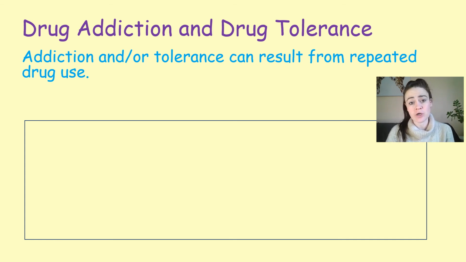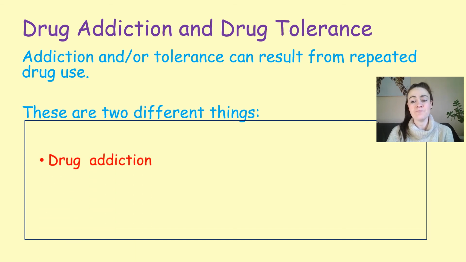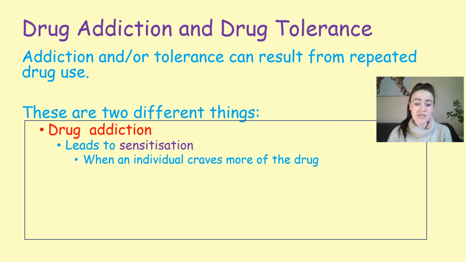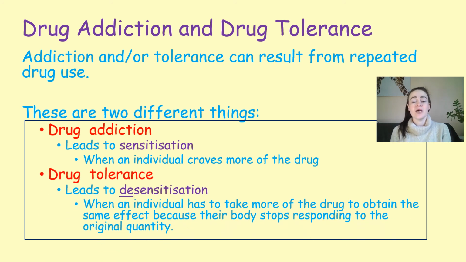Now, repeated use of drugs can lead to two things: drug addiction and drug tolerance. They're two quite different things. Drug addiction is basically when an individual craves more of the drug. Their body really needs it and wants it. This is a result of something called sensitization. Drug tolerance is a bit different. It's a result of desensitization, and this is when an individual has to take more of a drug to obtain the same effect.